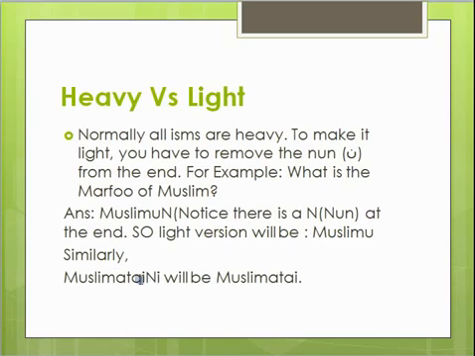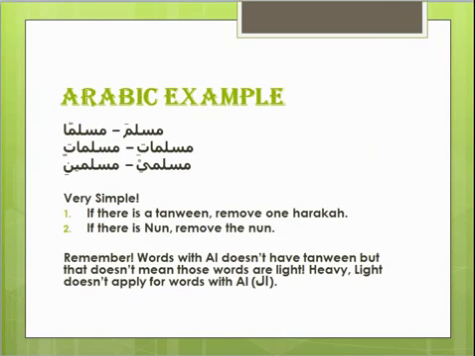Similarly, if it's Muslimataini, to make it light, you have to remove the N and of course everything after it. So if you remove this N and everything after it, it becomes Muslimatai. So that's the idea. Now let's have a look at the Arabic thing. The Musliman has become Muslima. Since there is no tanwin, the alif was gone also.